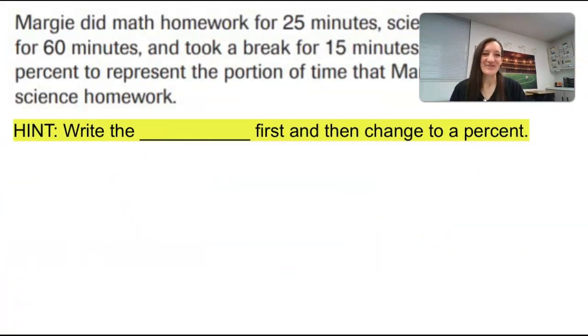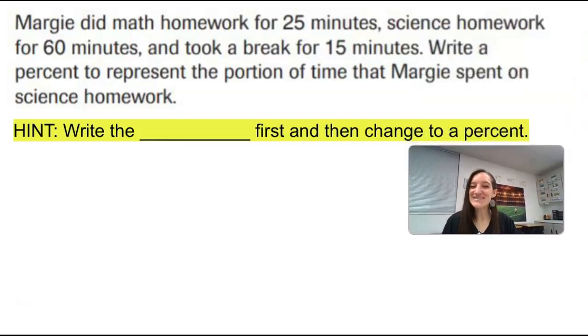Margie did math homework for 25 minutes, science homework for 60 minutes, and took a break for 15 minutes. Write a percent to represent the portion of time that Margie spent on science homework. So where this is a percent problem, it often is easier to first write it as a fraction and then use that 100 to make it a percent. So when we have a percent, we need something over something else, right? A total. What we're looking for is a percent of science homework.